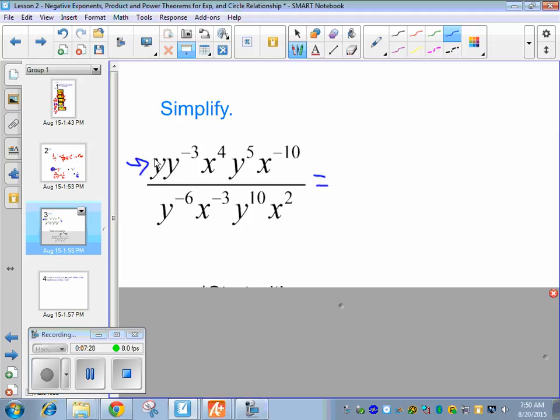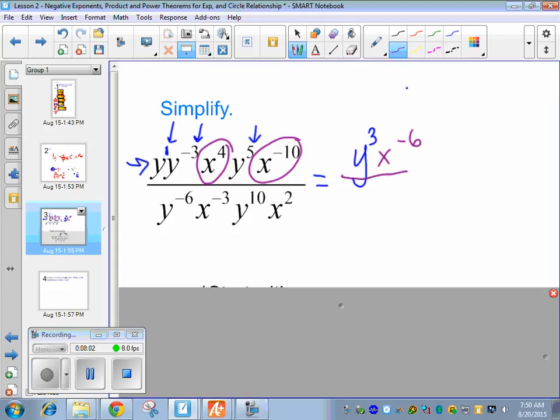What exponent is on this y that we don't see? A 1. So we might want to add that. I'm going to add the y's first. I have a 1, I have a negative 3, and I have a 5. So 1 minus 3 is negative 2, and then plus 5 is 3. So I get y to the third. We're just adding positives and negatives. Now I've got my x's, so those are going to add together. So x to the 4th times x to the negative 10 would be x to the negative 6.